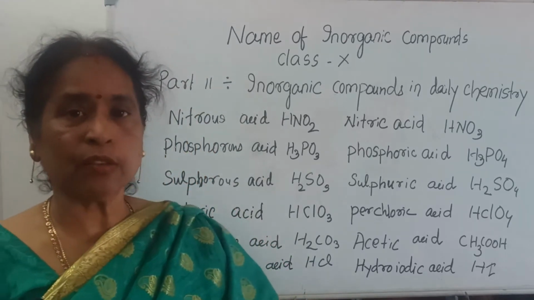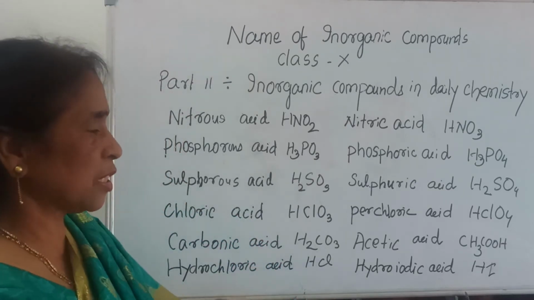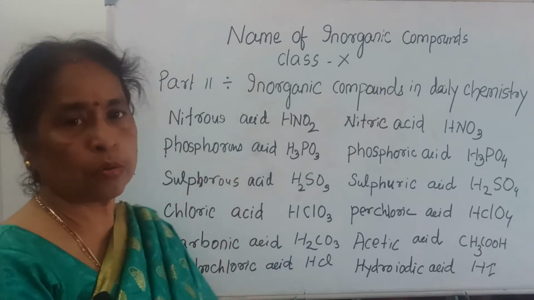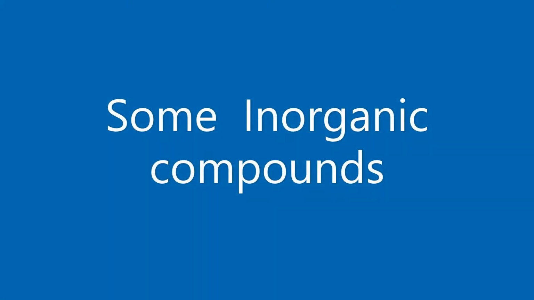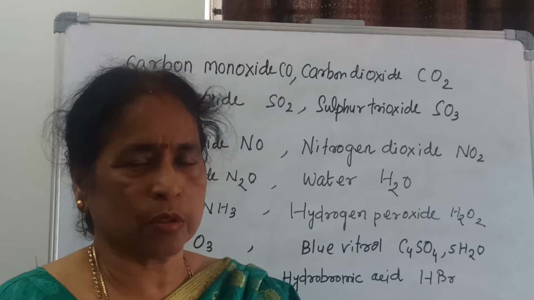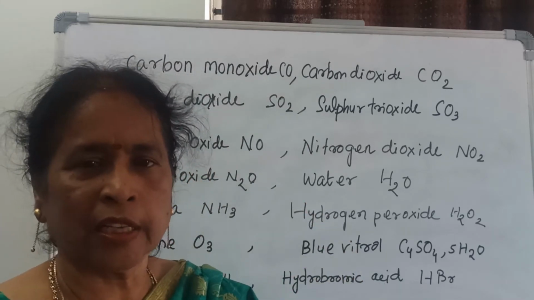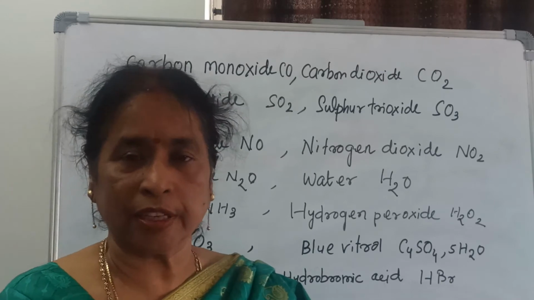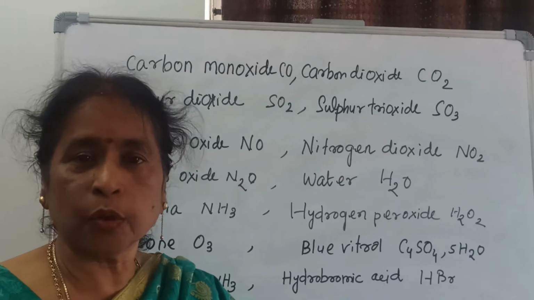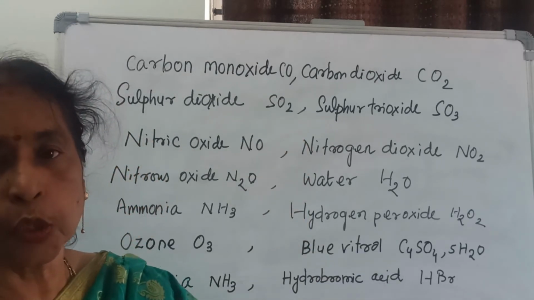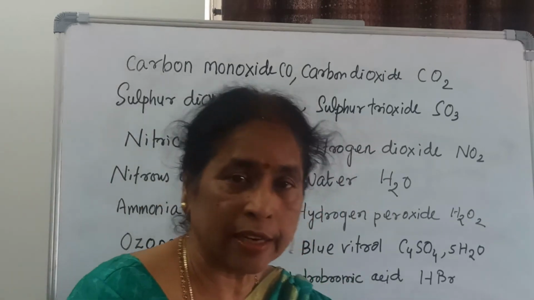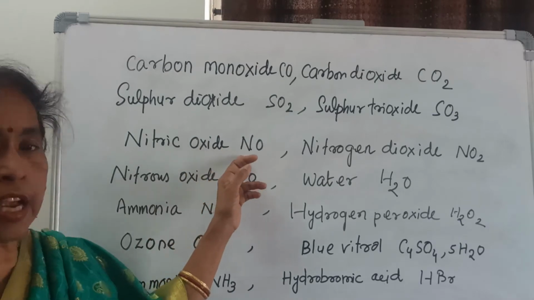Now we will see other compounds which are used in daily chemistry, how they are helpful and how we will remember them. Now you can observe here the simple compounds. They are generally used in our daily chemistry, in the chemistry lab and in chemistry reading. Here see: carbon monoxide CO, carbon dioxide CO2, sulfur dioxide SO2, sulfur trioxide SO3, nitric oxide NO, which is colorless.